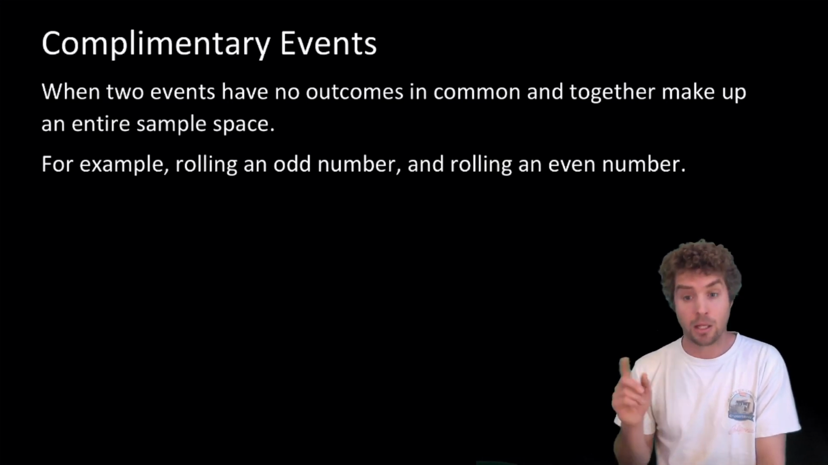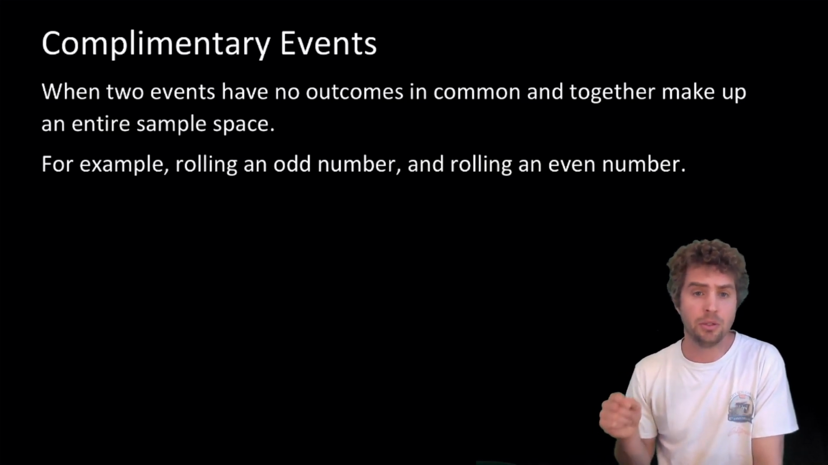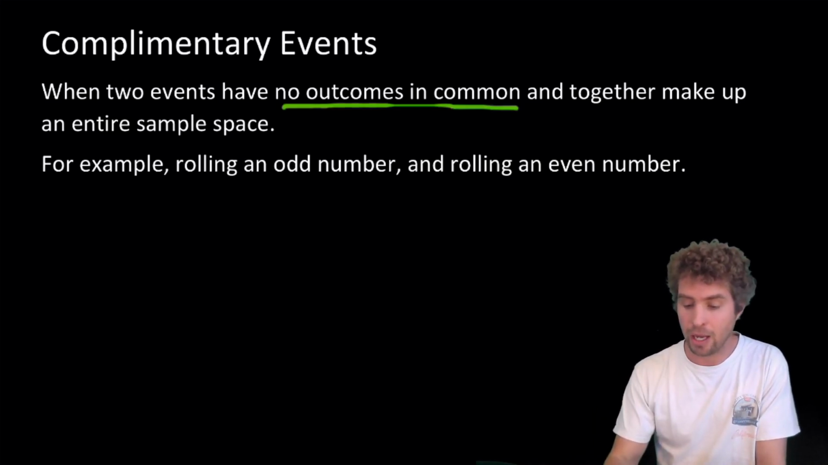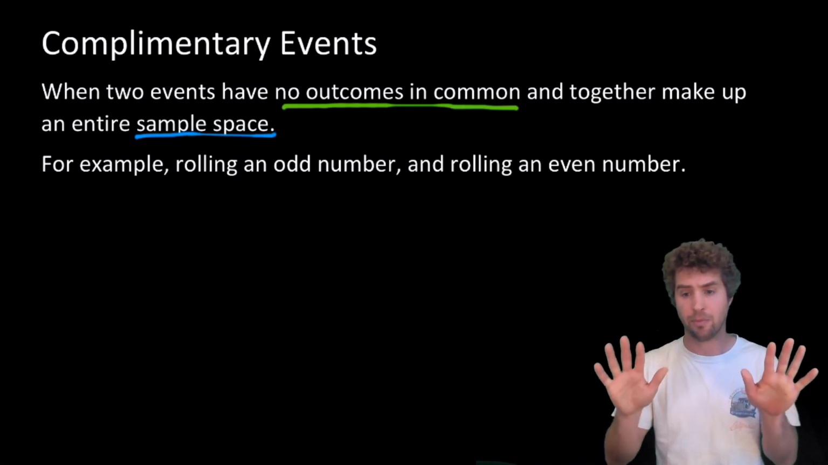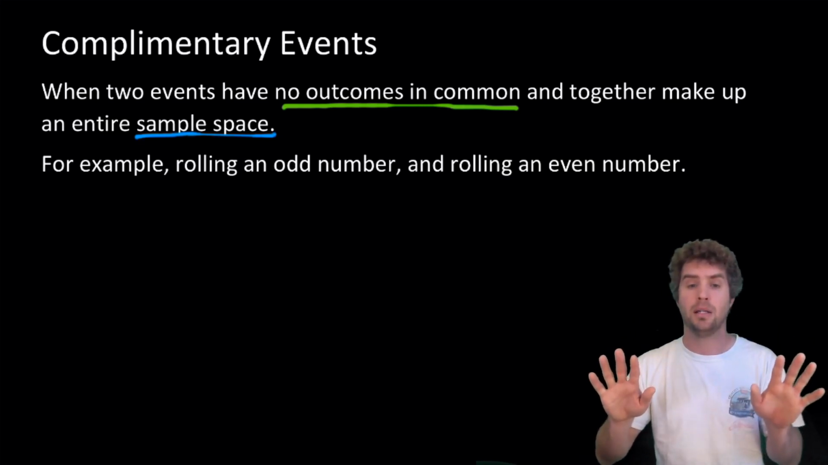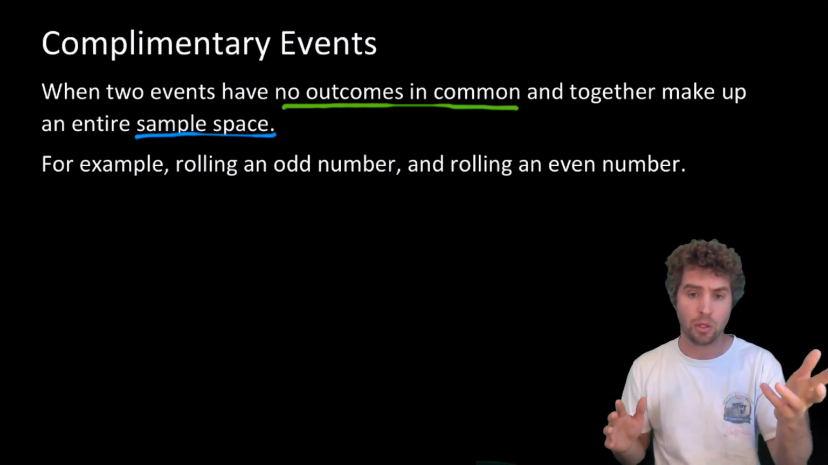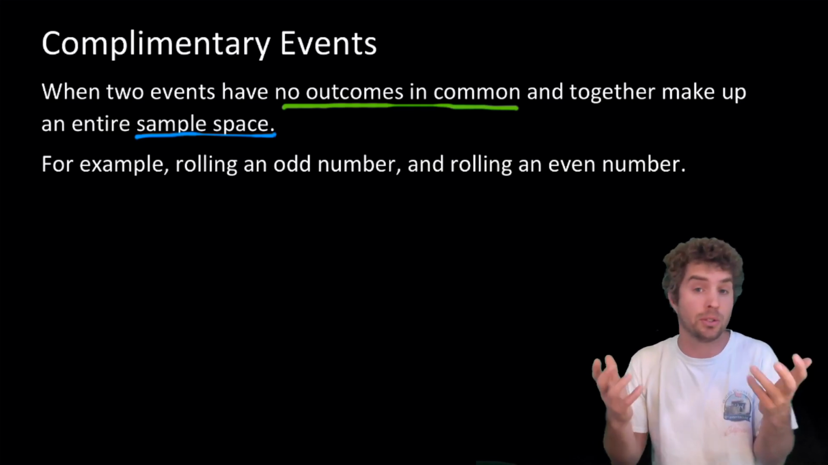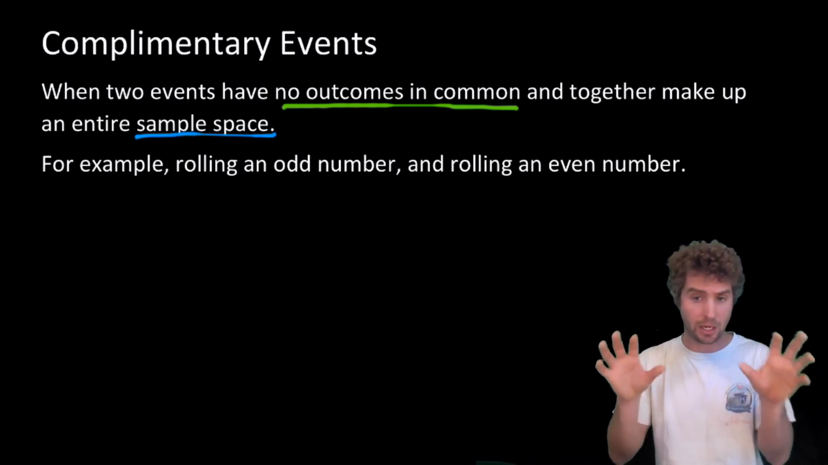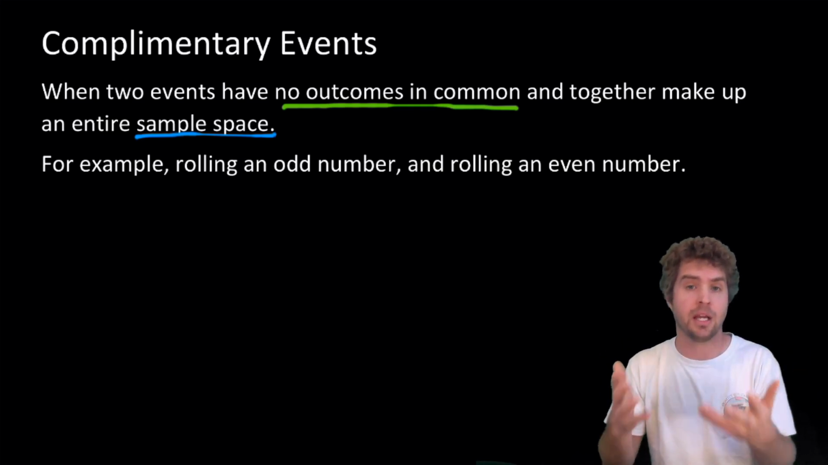Okay, last topic here for this video, complementary events. Two events are complementary when they have no outcomes in common and together make up the entire sample space. So if you list out event A and event B, they have nothing in common, but together they make up the entire sample space. For example, rolling an odd number and rolling an even number. There's no odd numbers that are also even, so they don't overlap. They have none in common.